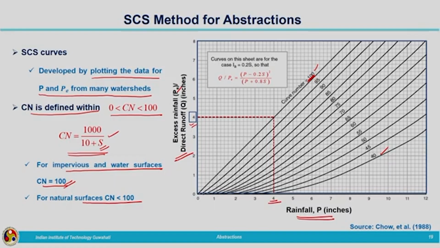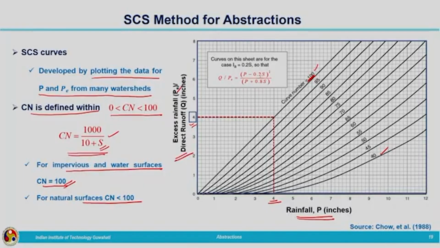So, in this way, once the curve number is determined, based on the land use and soil properties, you can calculate the excess rainfall or the direct runoff depth. Or if the curve number is determined, you can calculate the potential retention S by making use of the formula which has been shown in the previous slide.